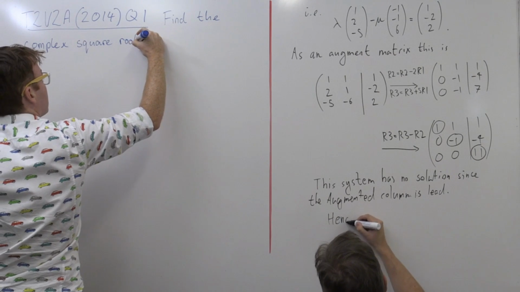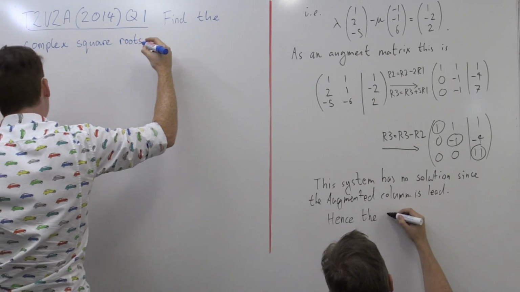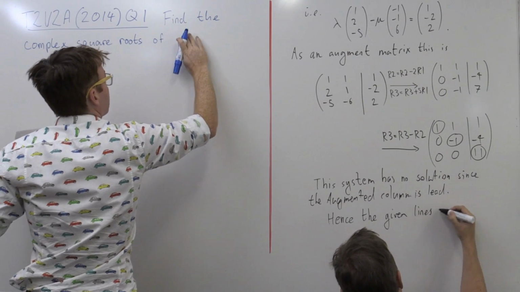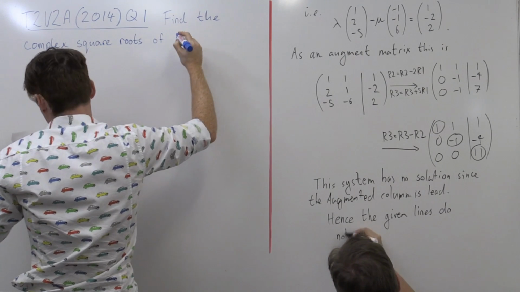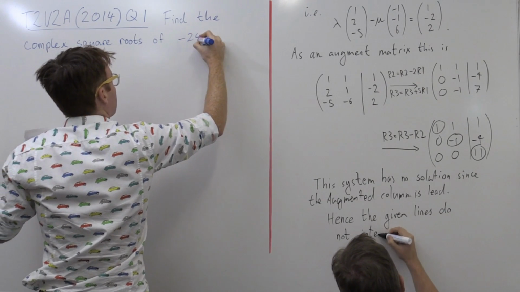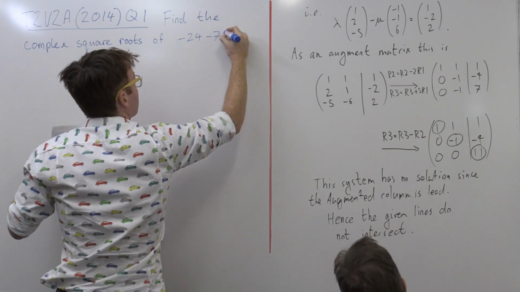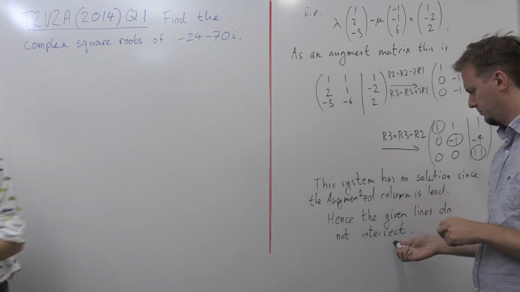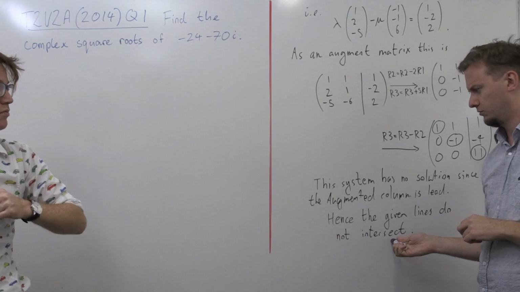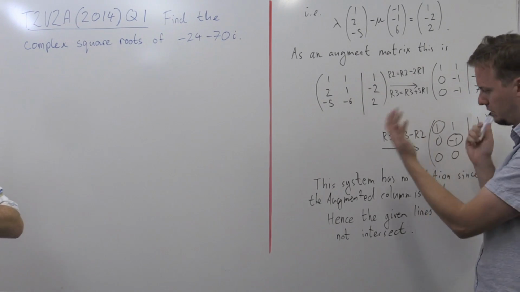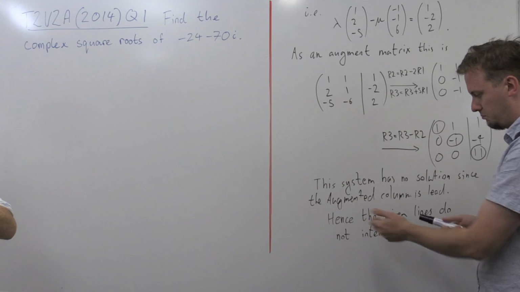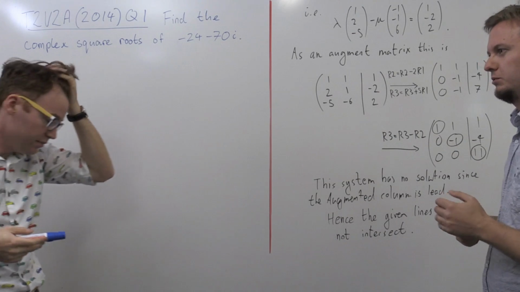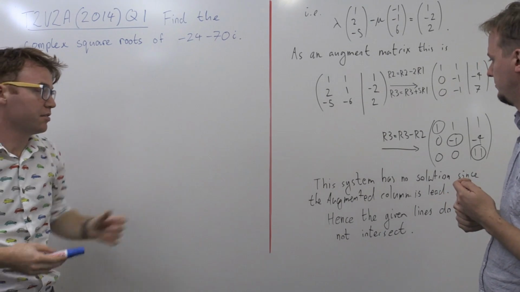So hence, the given lines do not intersect. Right. And I think it is important that you remember what question you were answering. I mean, I was answering that question by looking at the system of equations, but my conclusion should be about what the question was asking. So any comments? I think that's good advice.